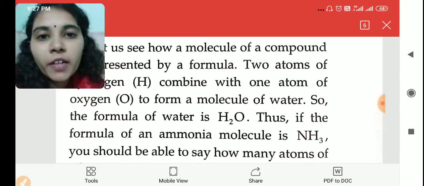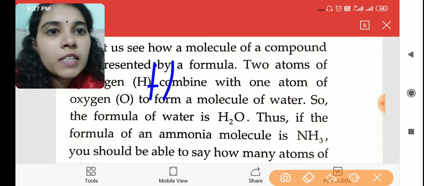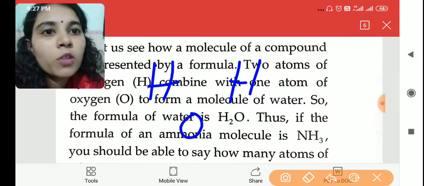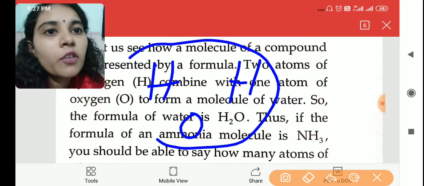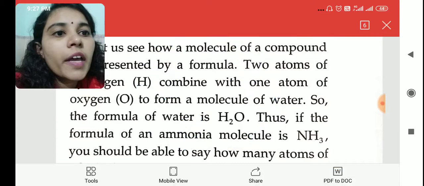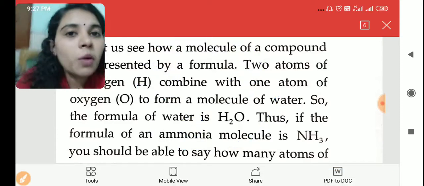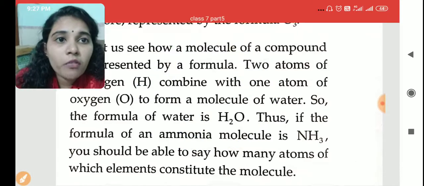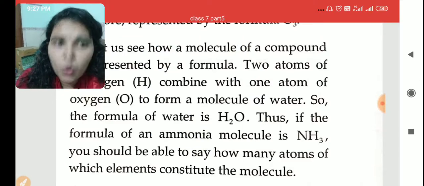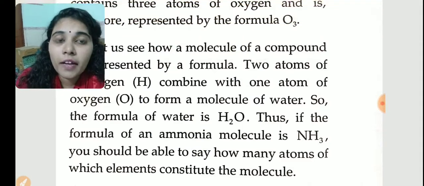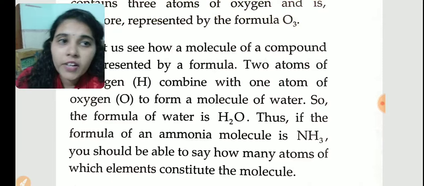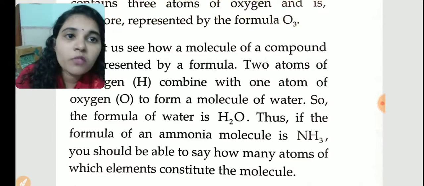How is the formula of water formed? 2 hydrogen and 1 oxygen will combine together to form H2O. Okay. H2O. What is H2O? H2O means water. How can we say the number of atoms? 2 hydrogen and 1 oxygen are joining together to form water.